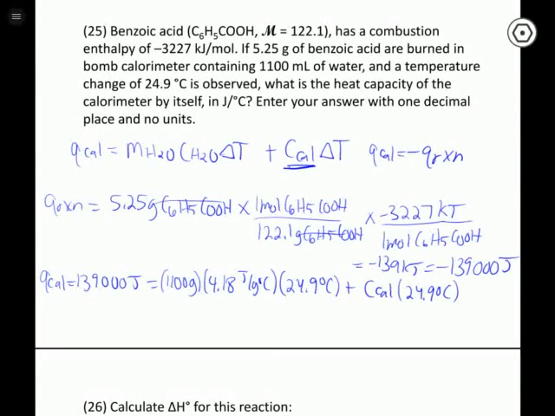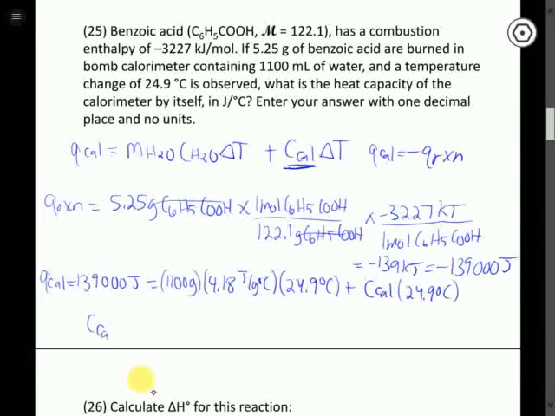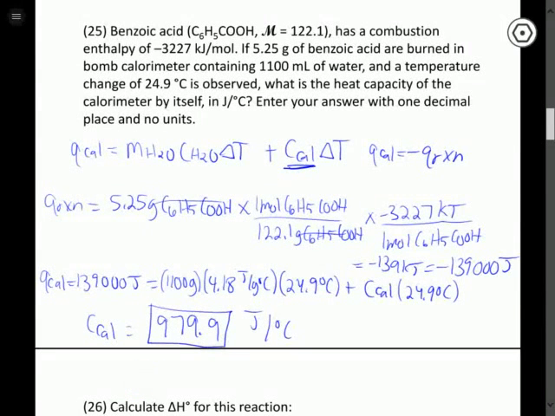Everything else was either given to us explicitly or we had to solve for the heat using this information above. So once we solve for the heat capacity of the calorimeter, if we use all these numbers that I've given you here, we get 979.9 joules per degree Celsius, not per gram. And that's the number we would put into Blackboard.